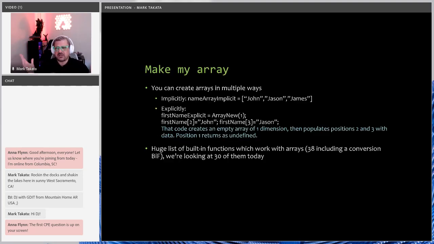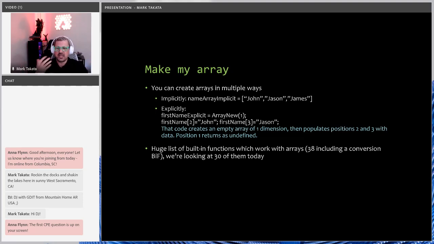So how can you create arrays? There's 2 ways that are really easy. There's the implicit, which basically you create your name. So this is name array. Very creative, I know. Thank you. And you just set it with square brackets, quote, quote, comma, quote, quote, comma, quote, quote. It's an array of strings: John, Jason, James, all the J's. Now, when you do that, you have an array called name array implicit with those three items in the first three buckets, bucket 1, bucket 2, bucket 3. You can also explicitly create an array of multi-dimensions.